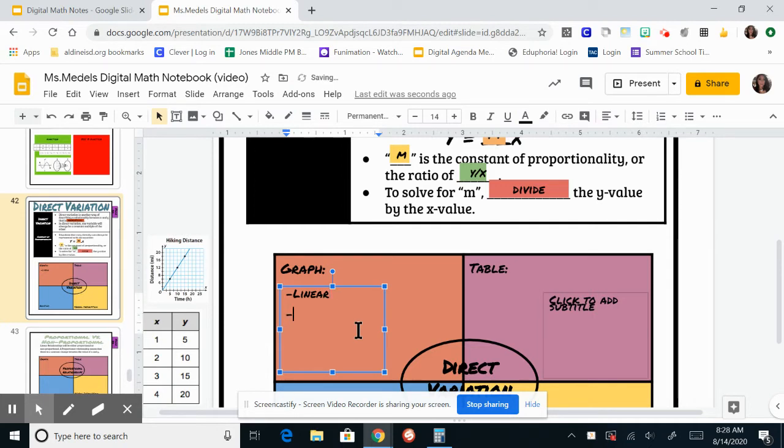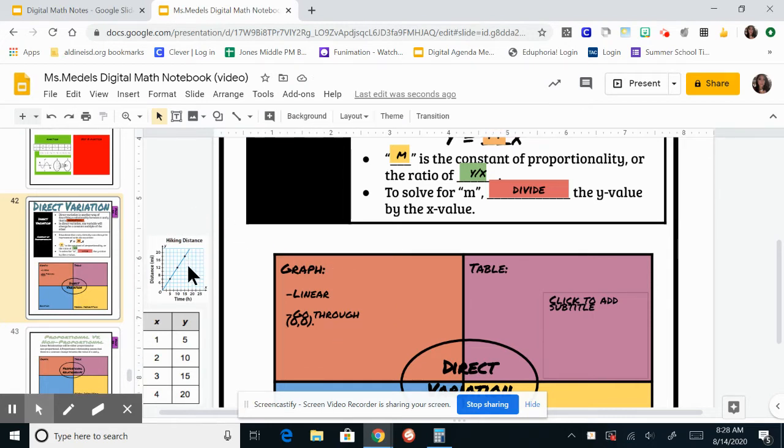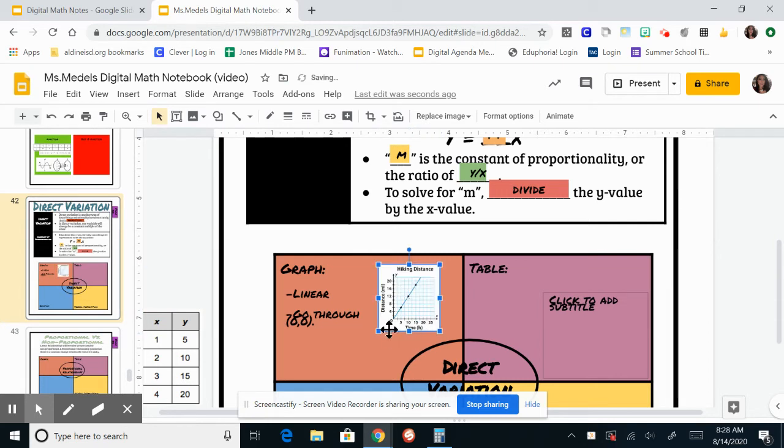Not only must it be linear, but it must also go through 0, 0, or the origin. Those are the two requirements. If it fits those two requirements, it is a direct variation. Here I've given you an example of what that graph looks like. Notice that it is a straight line, so one requirement is satisfied, and it starts at 0, 0, which is your second requirement.